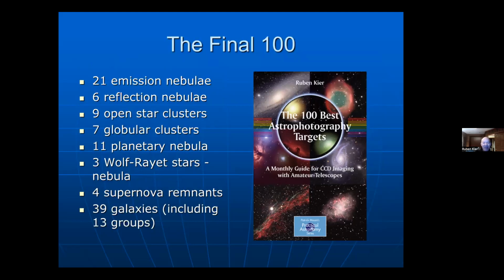So the final 100 that made the cut were 21 emission nebulae, 6 reflection nebulae, 9 open clusters, 7 globular clusters, 11 planetary nebulae, 3 Wolf-Rayet stars with associated nebulae, 4 supernova remnants, and 39 galaxies, which included 13 groups of galaxies.